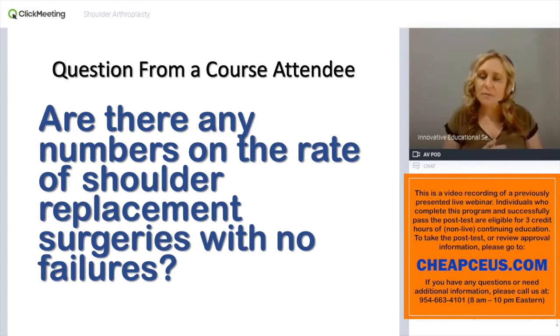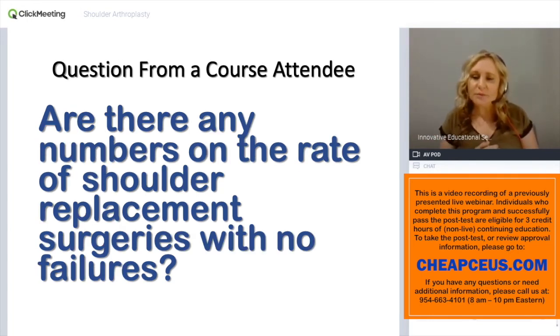Are there any numbers on the rate of shoulder replacement surgeries with no failures?